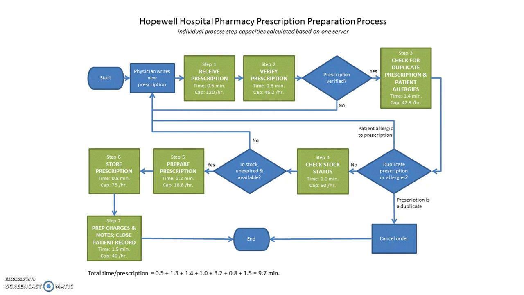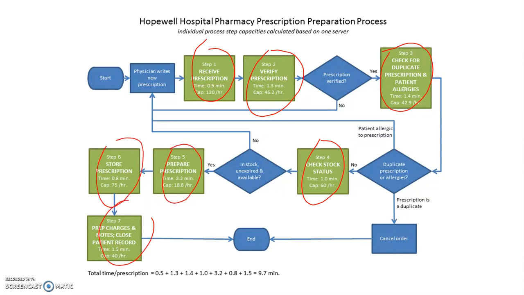So this is a flowchart of our case process, the Hopewell Hospital Pharmacy prescription preparation process, one version of what that flowchart might look like. And you can see in this diagram that we have both green colored steps, and then we also have some blue things. So all the steps that are colored in green are the steps that come directly from our case, right? So we've got steps 1, 2, 3, 4, 5, 6, and 7. So all of those come directly from our case.